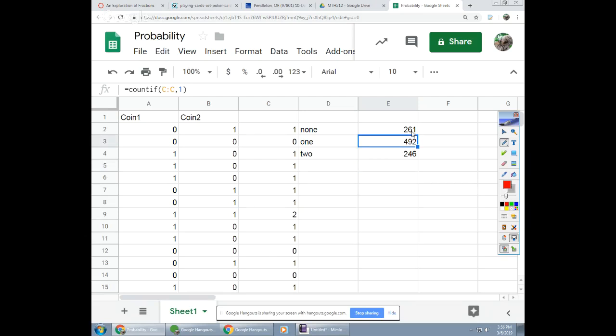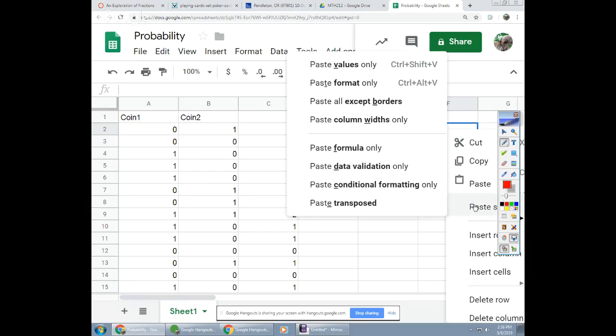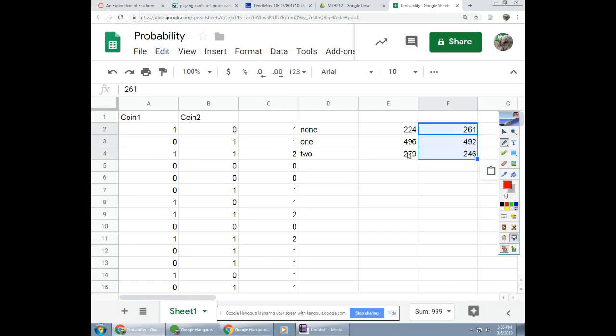But this middle number seems about twice what the others are, doesn't it? Okay, and I can easily reshuffle this and get a new set of numbers. So what do we have? Let's copy those over. Paste values only. We got a slightly different set of numbers here, but are they still in the same ballpark? Yeah. Somewhere in the 200s, almost 500. And every time I do something else, like type something on the screen, it's going to reshuffle those numbers. So either the random number generator here doesn't work well, or it does work well, and getting no heads, 1 head, or 2 heads, those aren't equally likely.